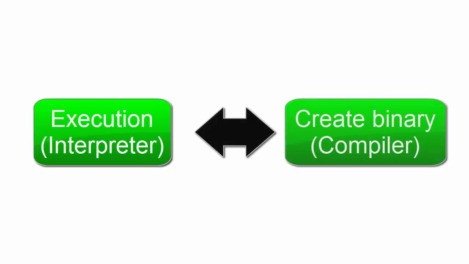So why are we making an interpreter and not a compiler? Actually, they're almost the same, they only differ in the last step, which is execution versus creating the binary. I don't want to mess around with binaries, so for simplicity we will stick with the interpreter.